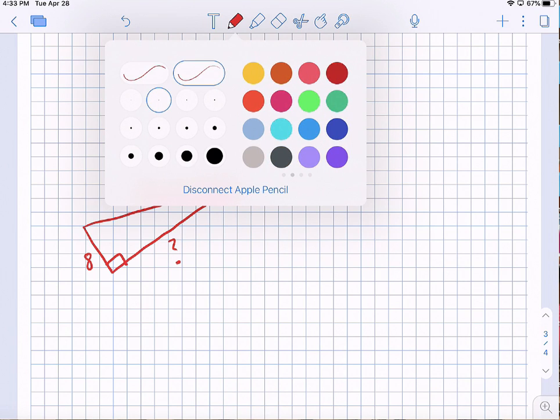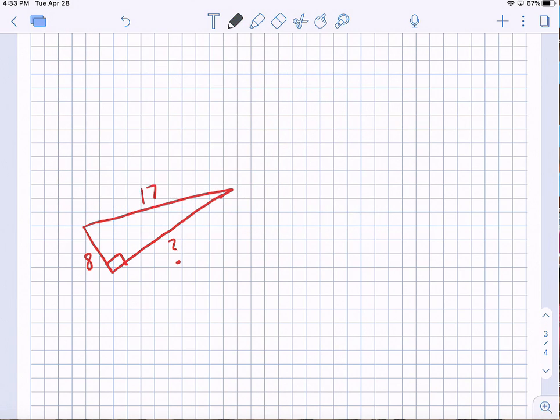So again, like I was doing before, I would suggest you pause it and try to set this up on your own before I do to see if you can do it. But this one, notice what we have and what we don't have. The two sides that make up the right angle are these two sides. This time I gave you the c value, the hypotenuse. So when I set this up, it's going to be 8 squared plus b squared equals 17 squared.